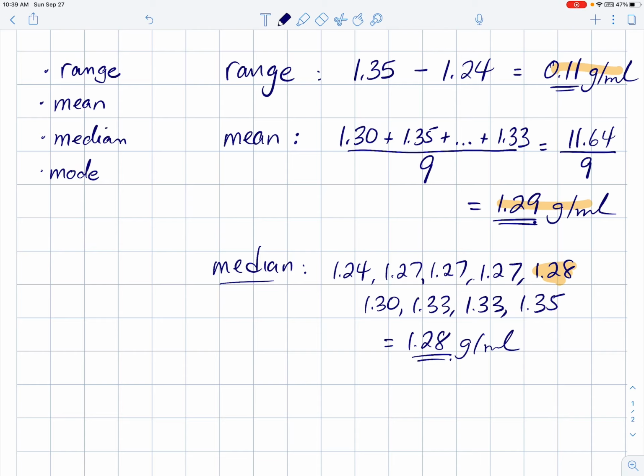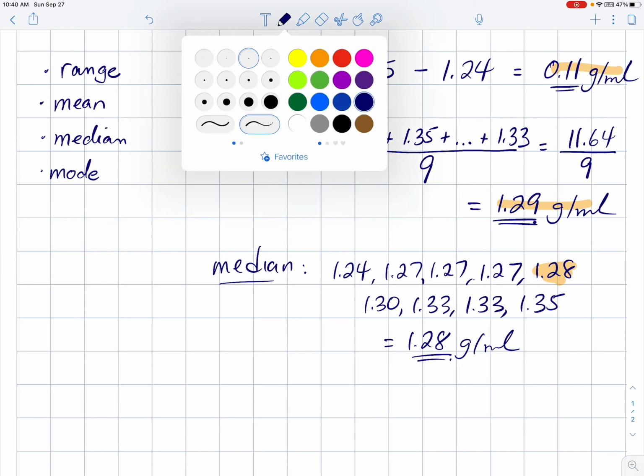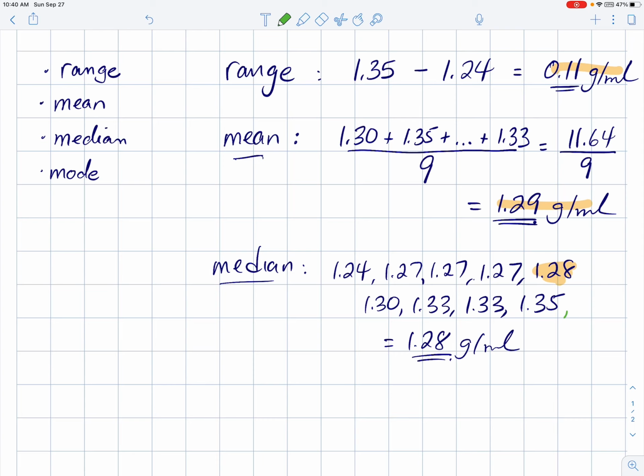Now, in this case, with an odd number of values, it was easy to pick the middle one. If you had an even number, so suppose there was one more result, we had 10 results instead of 9, then there would be 2 values that are in the middle, right? There'd be 2 of them that would be in the middle. So what we do then is we take those 2 middle ones and we find the mean of those. So for example, if we add on, just for the sake of argument, suppose there was another value and it was actually 1.37. We'll make it even larger than the last one. So now I have 10 values.